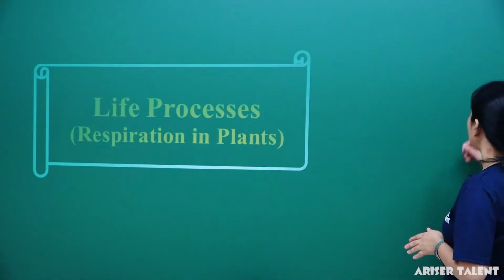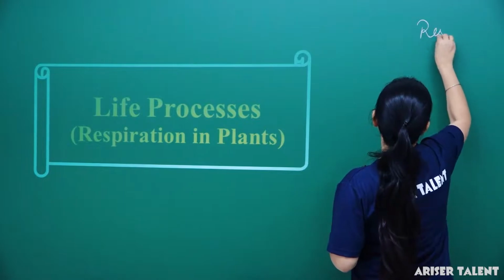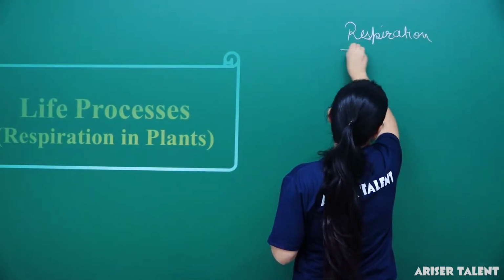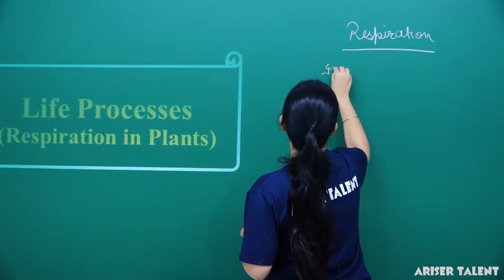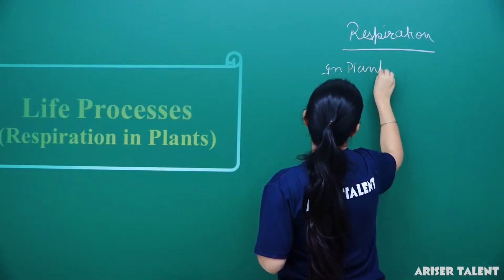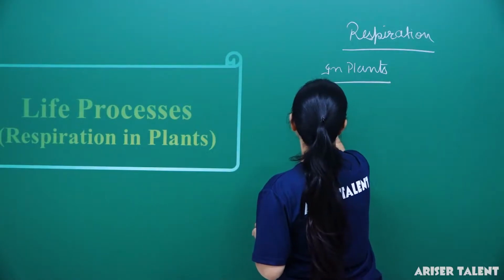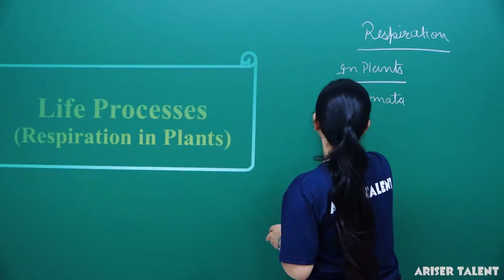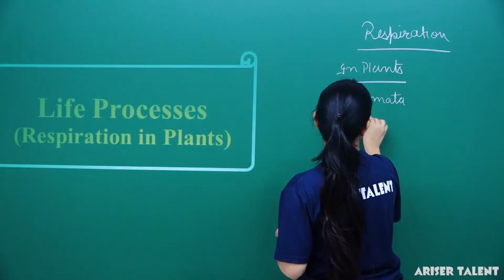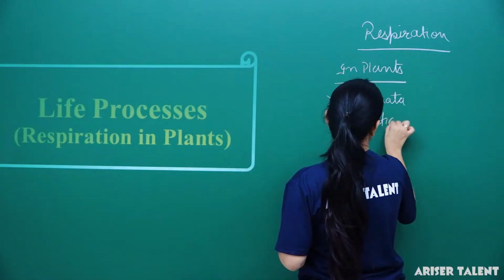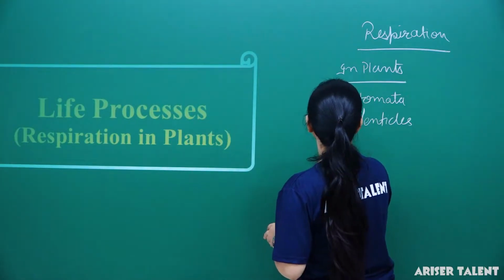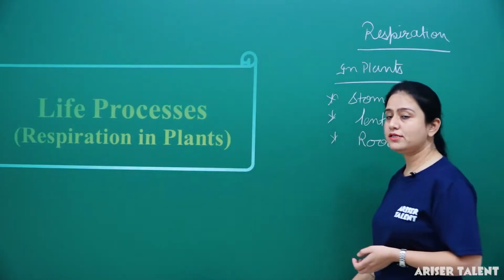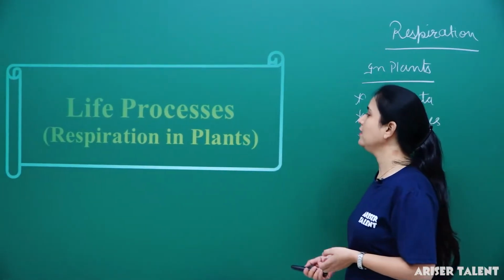Generally, respiration in plants takes place by the stomata. In plants, it takes place by the stomata, lenticels and roots. Okay, so here is the example of respiration in plants.